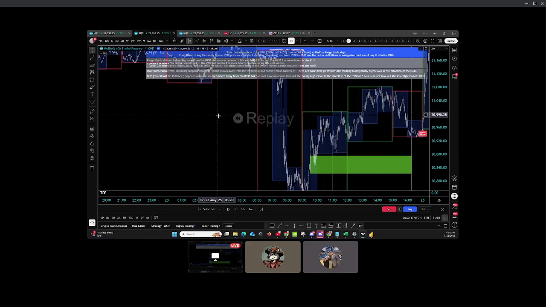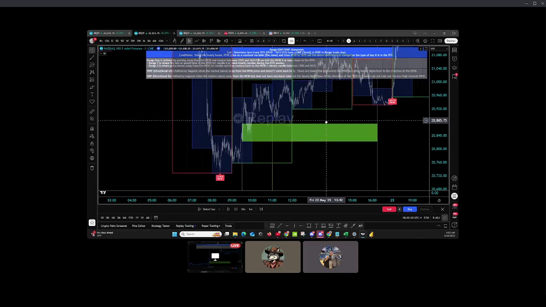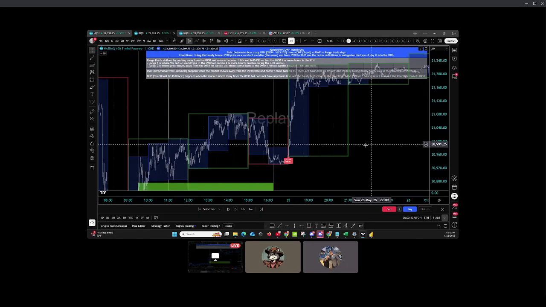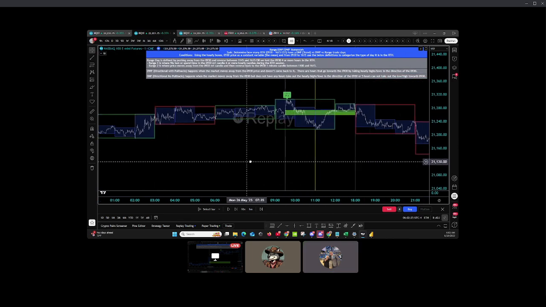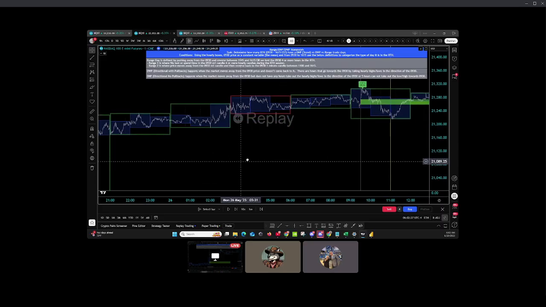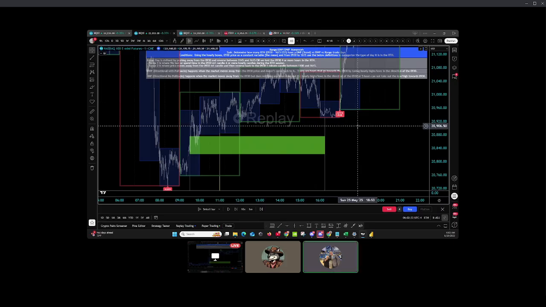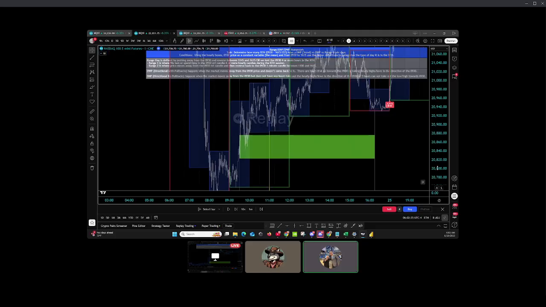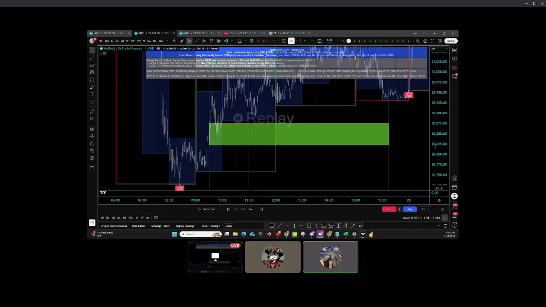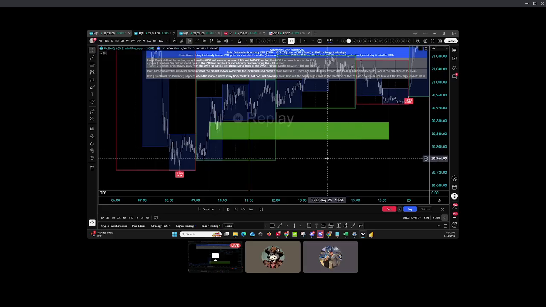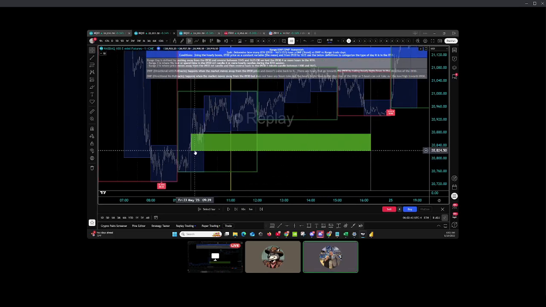Okay, so now let's talk about the final one, which we have to find. Oh, here we go. This is right here. So the final one is a directional with no pullback. It's very similar to the directional with pullback, right? Except we don't take out an hourly low, right?